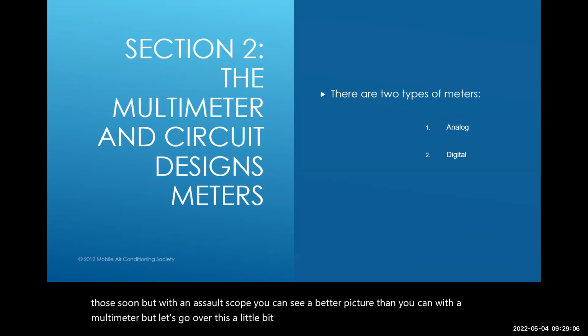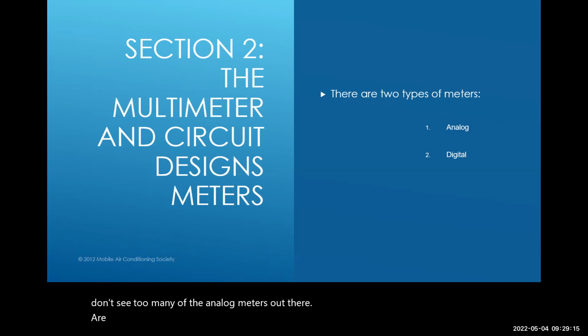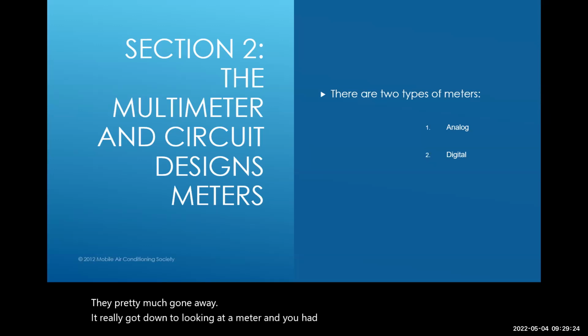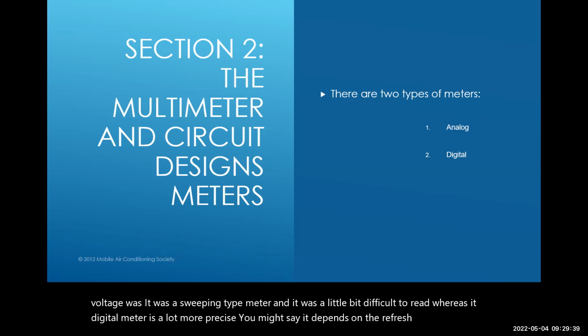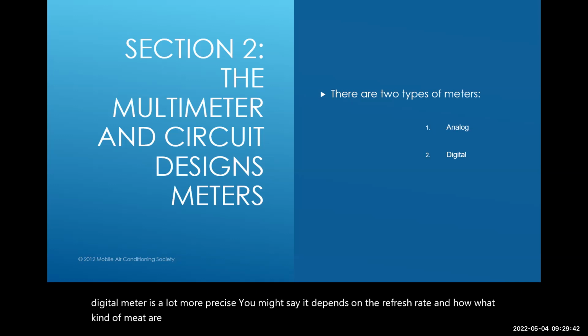So there's two types of meters out there. You don't see too many of the analog meters out there. They've pretty much gone away. It really got down to looking at a meter, and you had to kind of guesstimate what the voltage was. It was a sweeping type meter, and it was a little bit difficult to read. Whereas a digital meter is a lot more precise. You might say it depends on the refresh rate and what kind of meter you bought, because the cheaper the meter you buy, the less accurate it can be.